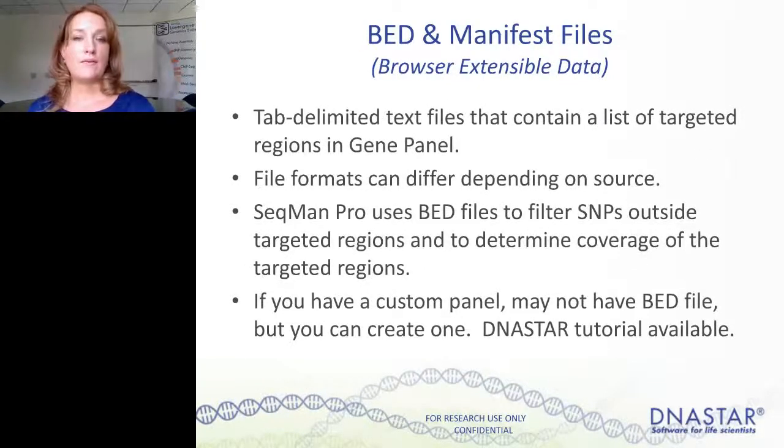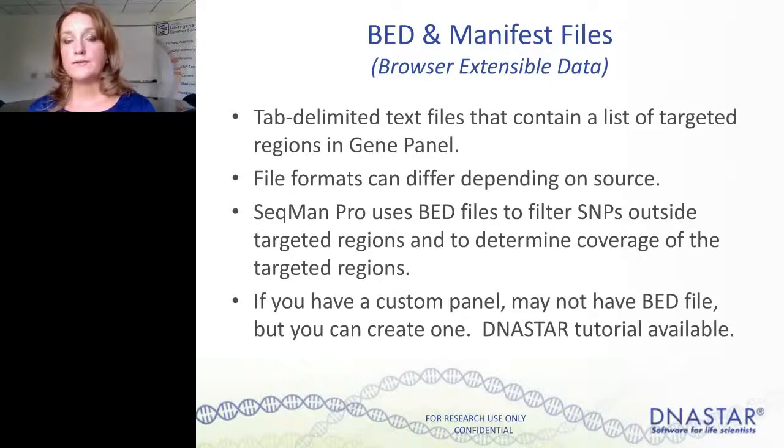Bed or manifest files, these are tab-delimited text files, and these contain a list of the targeted regions that you're looking for in your gene panel. Again, the file formats can differ depending on where you get them.